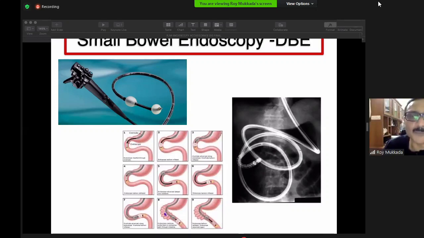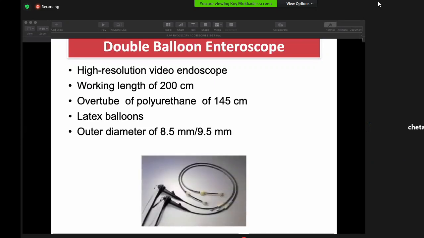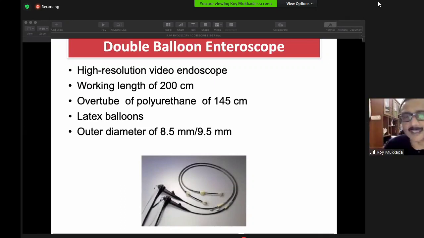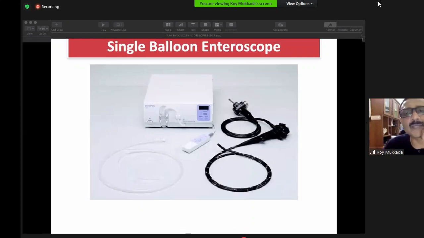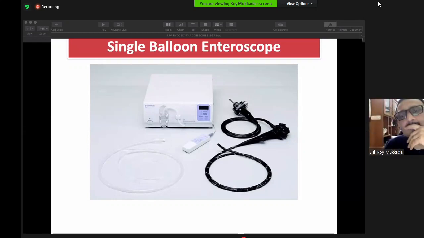But what is the problem with the motorized spiral? Not all patients you can do spiral enteroscopy. So some patients you may not be able to. Have you heard about the single balloon enteroscope? Yes, sir. Okay. So which company makes the single balloon enteroscope?